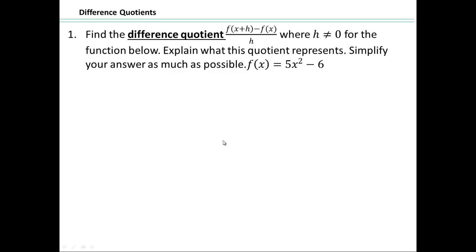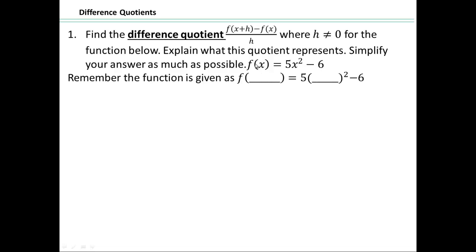Suppose the problem was asking you to find the difference quotient, f of x plus h minus f of x over h, and then explain what that quotient means for the function f of x equals 5x squared minus 6. So first of all, what does it mean to say f of x equals 5x squared minus 6? It means whatever your input for x is will replace this x, and you will have 5 whatever squared minus 6. Once you understand functions, we can evaluate what they're asking us.